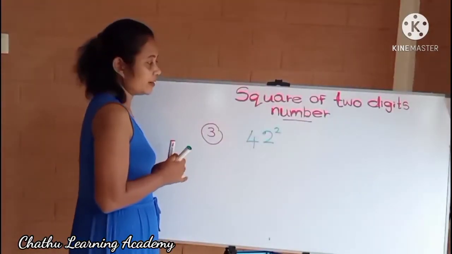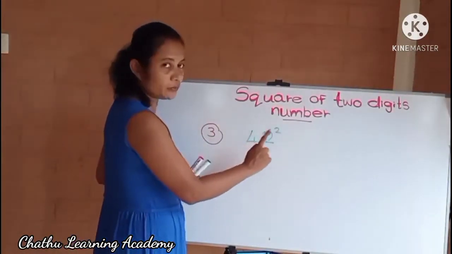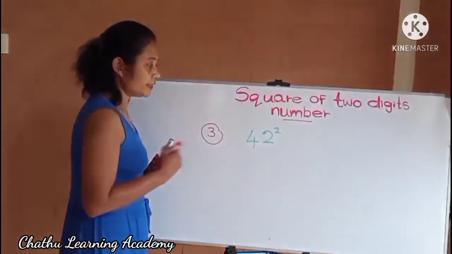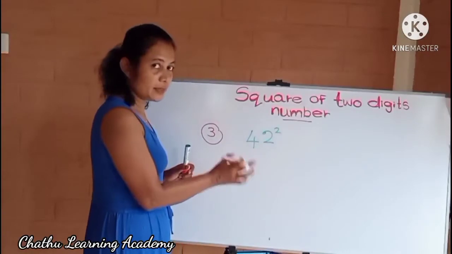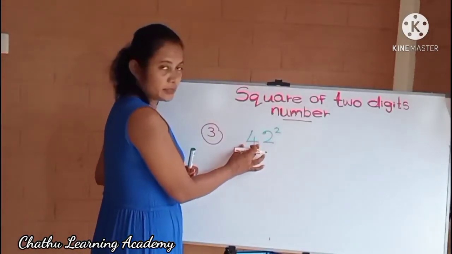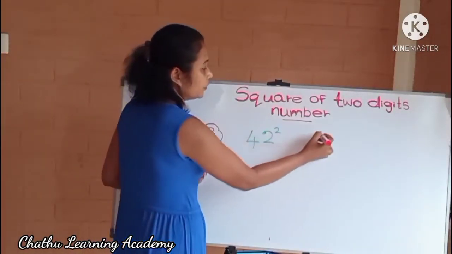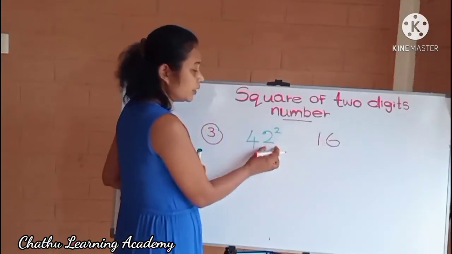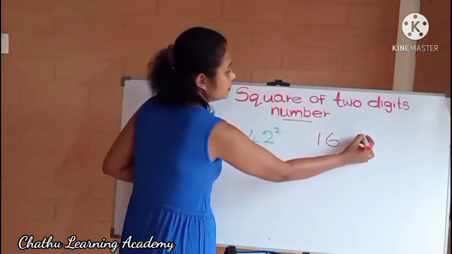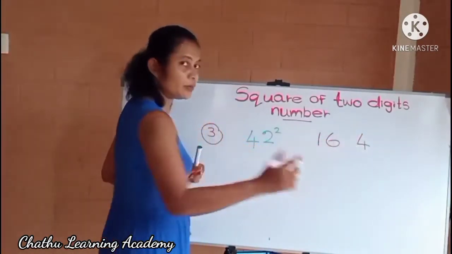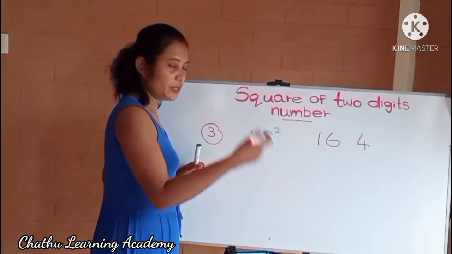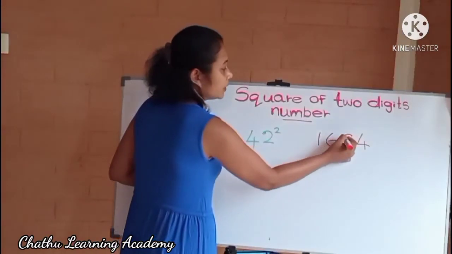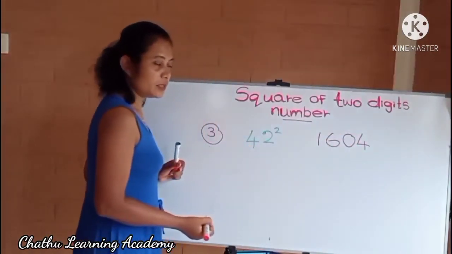This is the third example. We want to find the square of 42. What's the first step? You need to get the square of these two digits separately. This is the first digit. Square of 4 is 16. Square of 2 is 4. Then there is only one digit. If there is only one digit, we need to put 0 in front of that value. Here it should be 04.